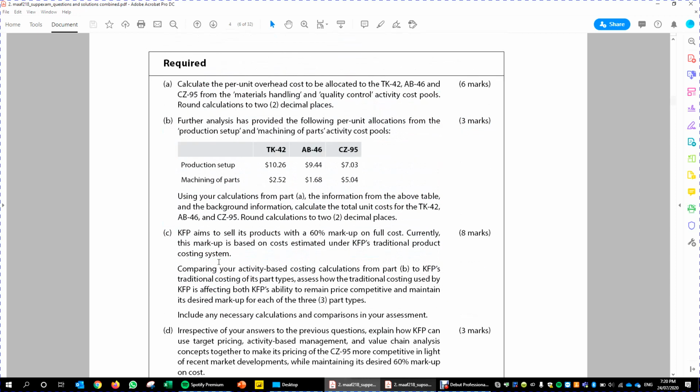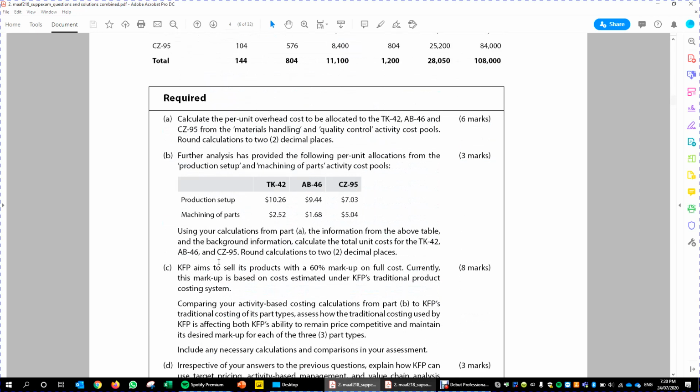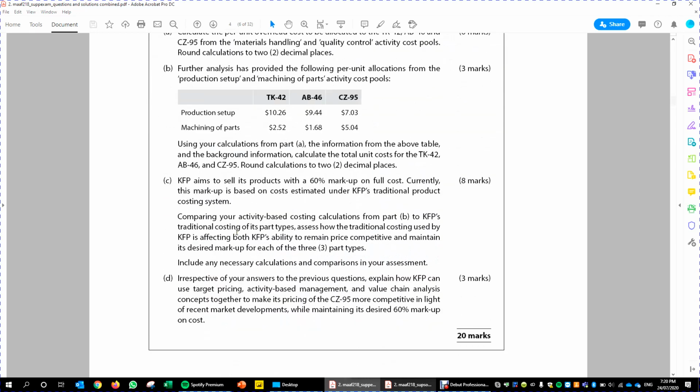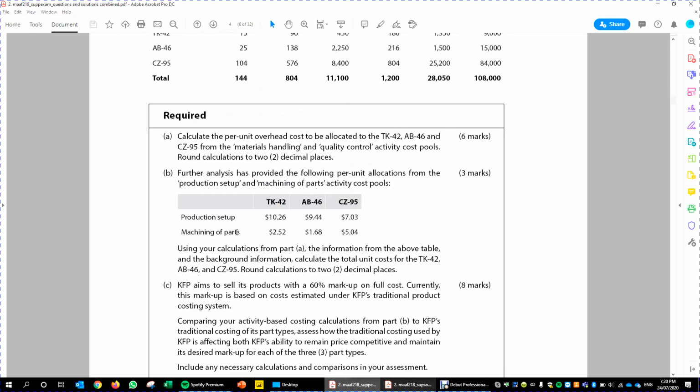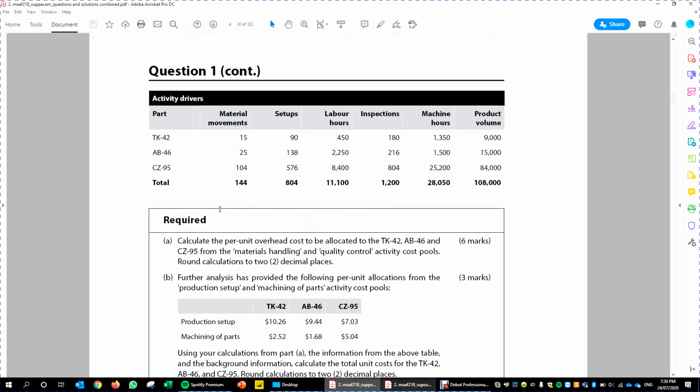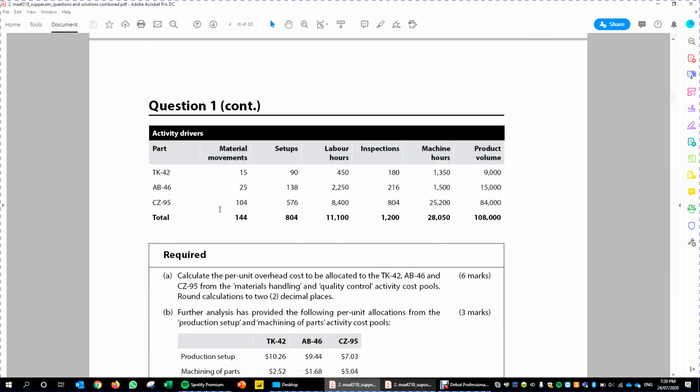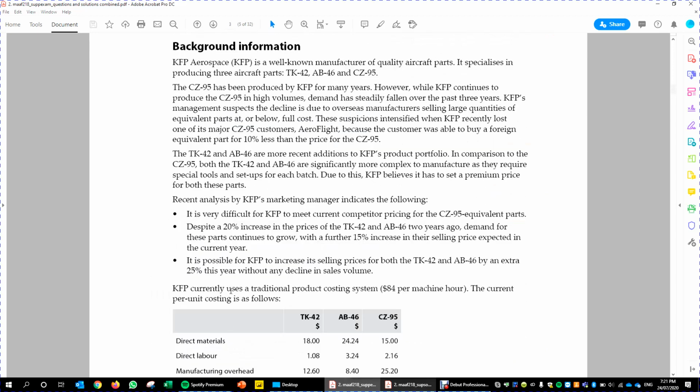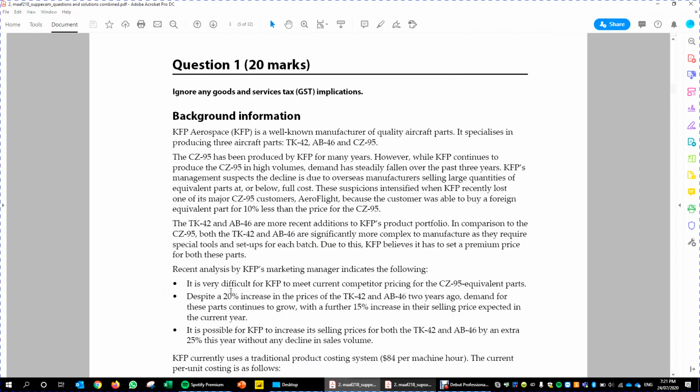Okay, so that's a lot of words. That's probably a little bit more complicated than a question you'd normally see. It's quite hard to see all these words and figure out what you have to do, but what we can do is just take it bit by bit. We can work through part A, understand that, and then we'll work through part B and so forth, and little by little it'll make more sense. So for the first part, what we have to do is figure out the per unit overhead cost to be allocated to TK-42, AB-46 and CZ-95 from materials handling and quality control. So let's have a look at the question now that we understand what we have to do.